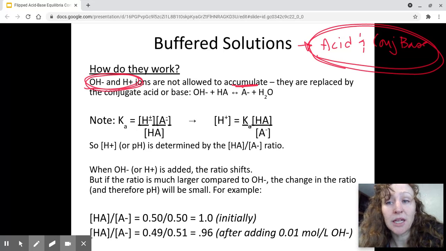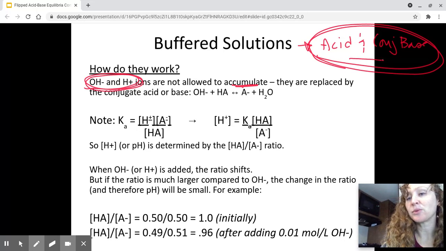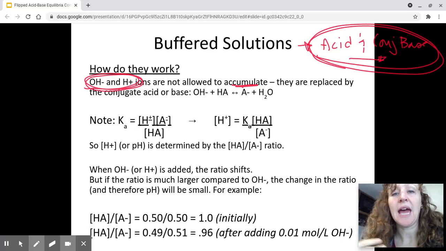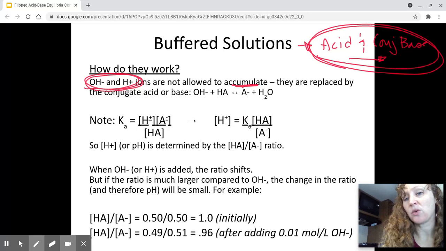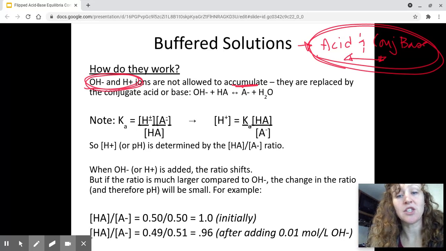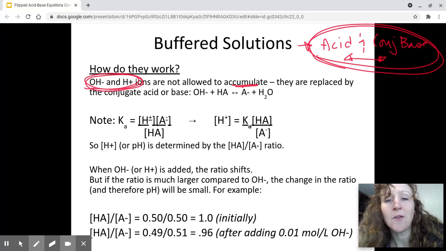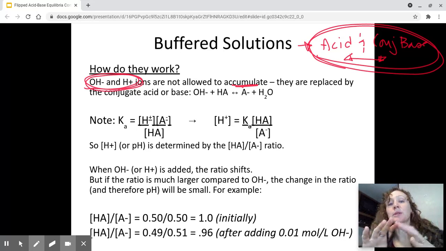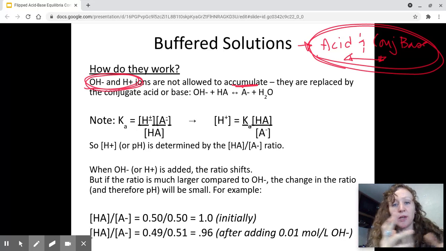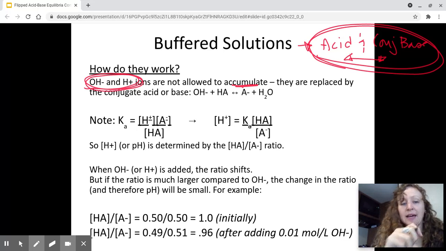Instead of accumulating, what happens is this relationship shifts. Acid is turned into conjugate base, or vice versa, conjugate base is turned into acid. Since they're both present, it's a complete reaction that can shift the equilibrium between them.